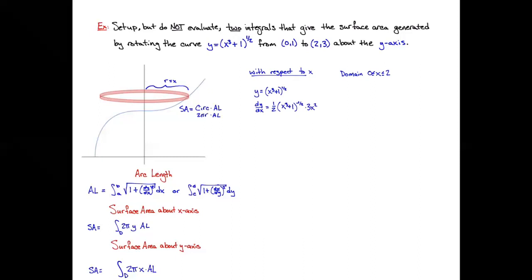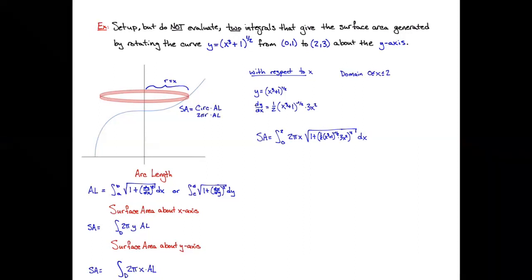Now we're ready to put together our surface area formula. The surface area is going to be the integral from 0 to 2 of 2 pi x times the square root of 1 plus (1/2 (x cubed plus 1) to the negative 1/2 times 3x squared) all squared, dx. And that's the integral. We don't have to do anything more with it. It said set up, but do not evaluate it.